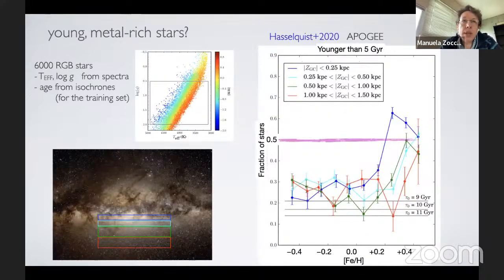There are some other groups lately that propose a way to determine ages directly from the spectra, with the strength of the CN features, for the stars for which we can obtain spectra, so for stars in the upper RGB of the bulge. They also found that if we look at the fraction of stars younger than 5 gigayears, it's written up there, at very high metallicity the fraction of stars younger than 5 gigayears is not negligible, especially here, this blue line corresponds to the region very close to the mid-plane, so especially close to the plane here. So really this topic is not solved and it requires more analysis.